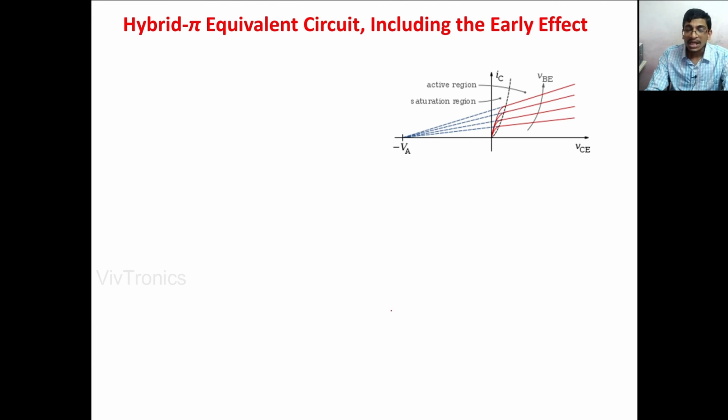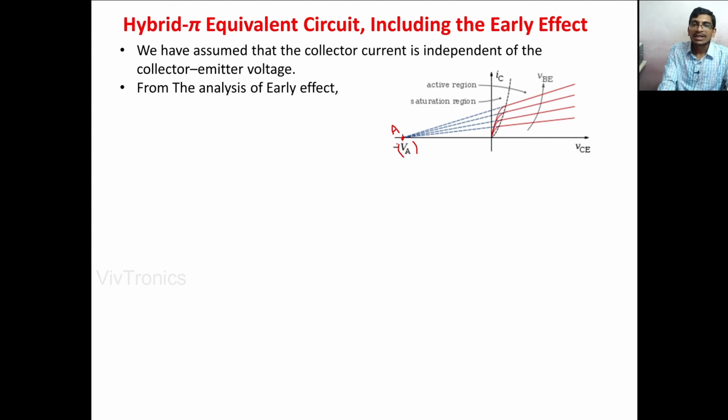Next we are going to see the hybrid-pi equivalent circuit including the Early effect. Here Early is the name of the scientist. He said that the output characteristics of a BJT are linear from the point A. Actually we treat it as non-linear, but he said that it is linear from the point A. The voltage at that point is called VA, the Early voltage. We have assumed that the collector current is independent of VCE, the collector to emitter voltage.